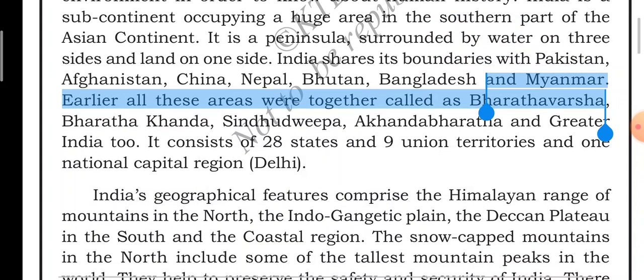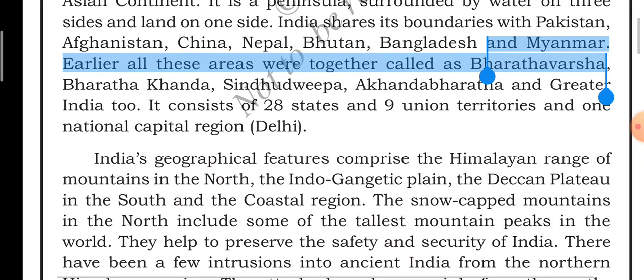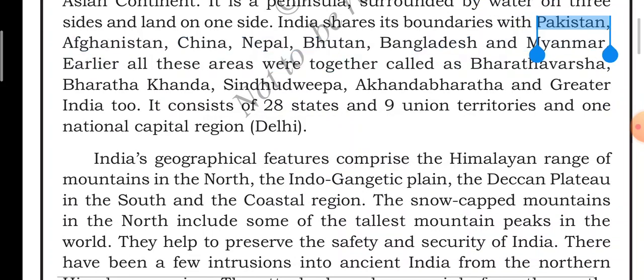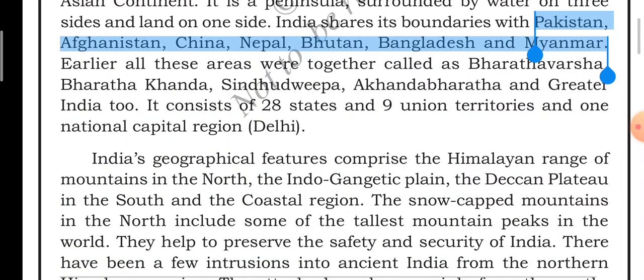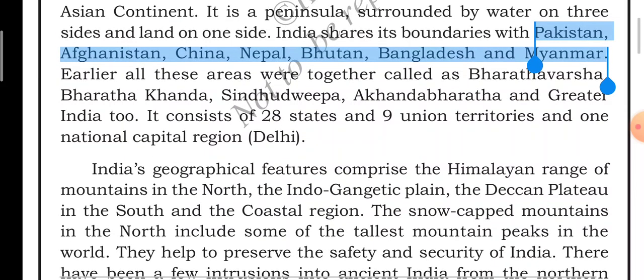Earlier, all these areas, let me highlight them here: Pakistan to Myanmar. Earlier, all these areas were together called Bharatavarsha. So, earlier, including India and these neighboring countries, that land was called Bharatavarsha, Bharatakhanda, Sindhu Dvipa, Akhanda Bharata, and Greater India too. So these were the names given to all these places together.